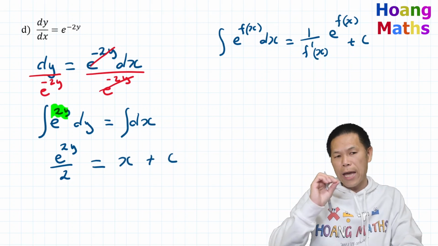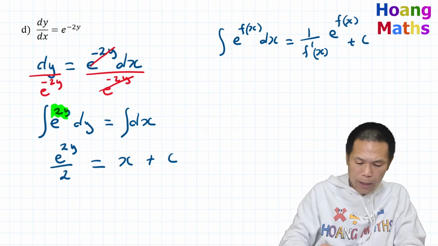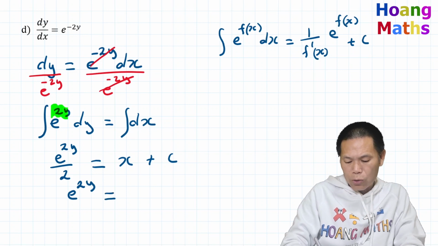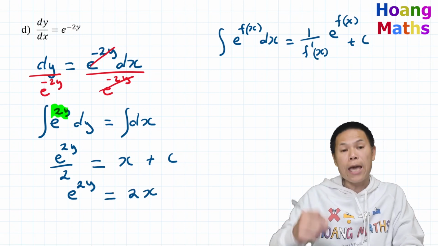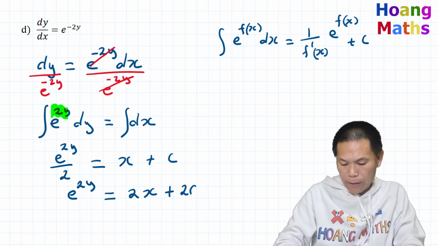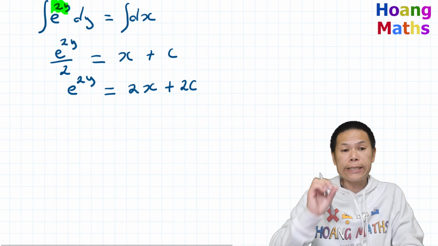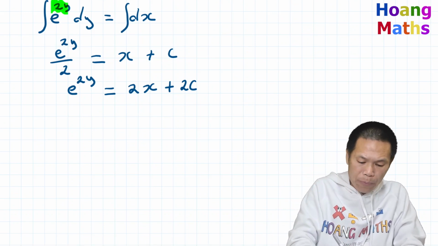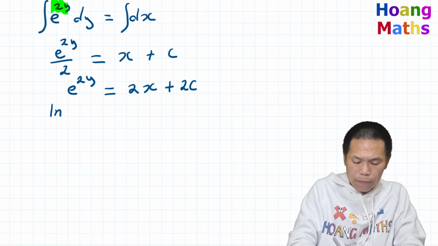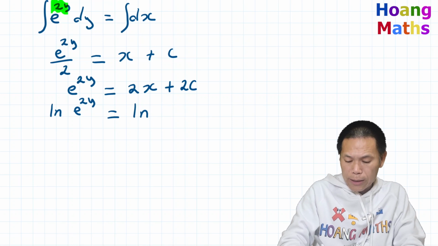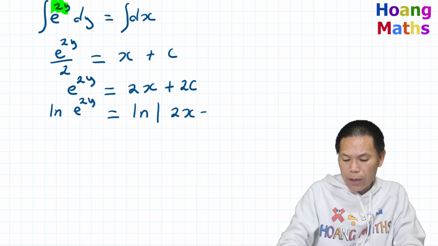To solve for y, I times 2 on both sides first. So that is e to the 2y is equal to 2 times x, which is 2x, and 2 times c is 2c. Now to solve for y, I take log base e on both sides. That means ln, okay? So ln of e to the 2y is ln. So it is absolute value of this, just in case it's negative. So like this.